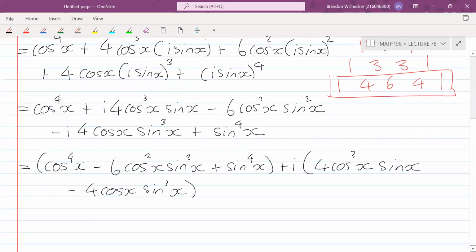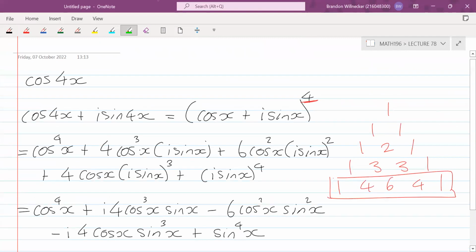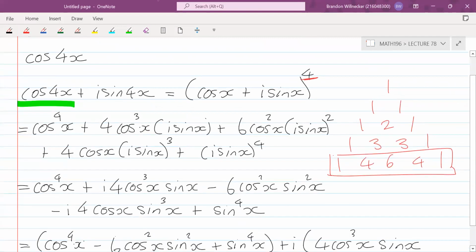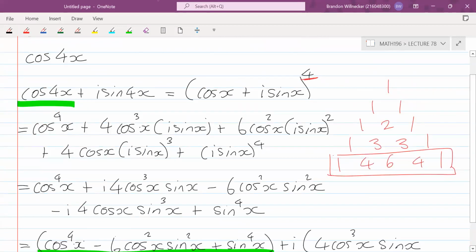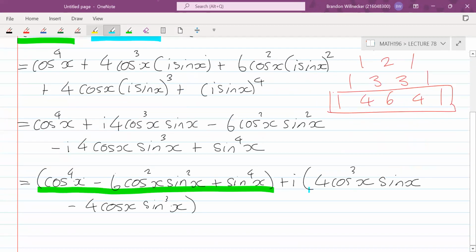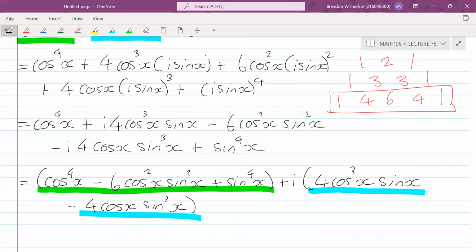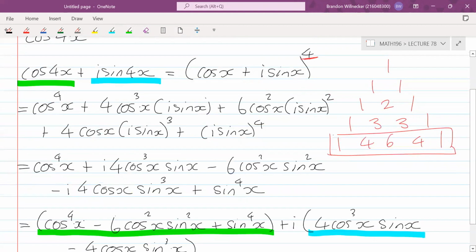Okay, so we've got the real part. Let's put that in green. So the real part on the left-hand side was cos 4x, and we've got the real part on the right-hand side. The imaginary part on the left-hand side, that's r sine 4x. The imaginary part on the right-hand side, that's going to be all of this here in blue. Okay, so now we can just match the sides.